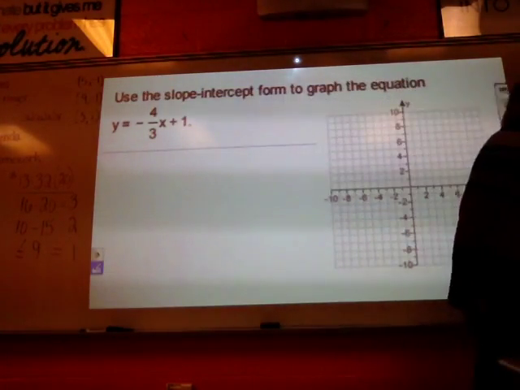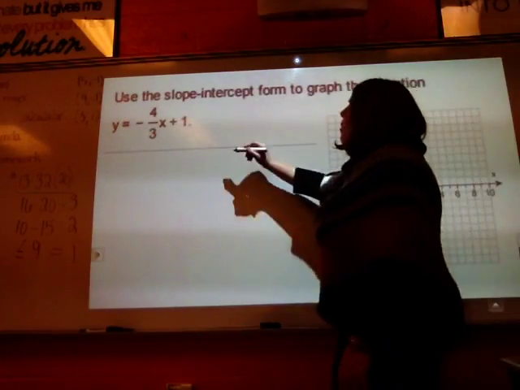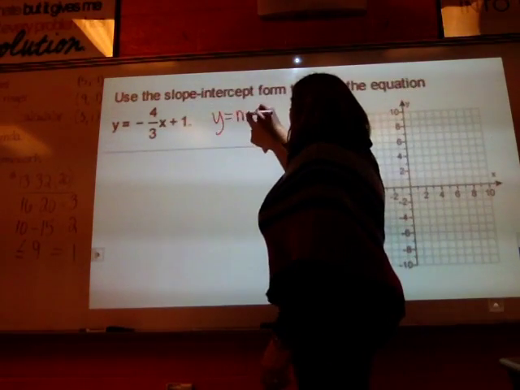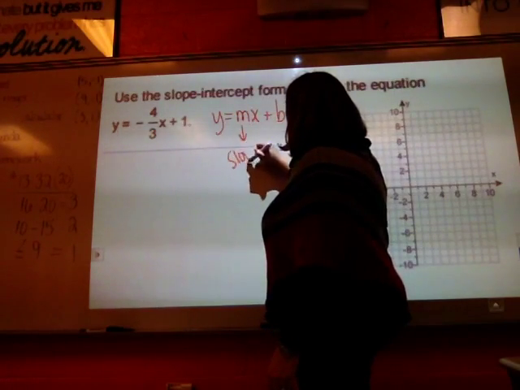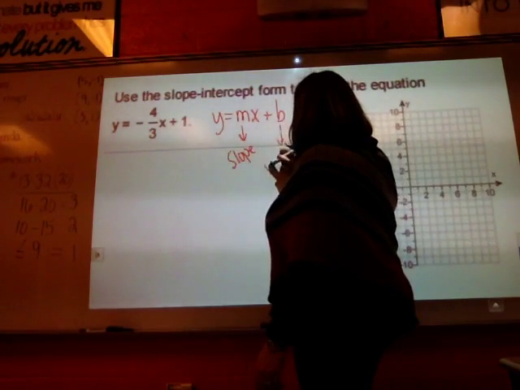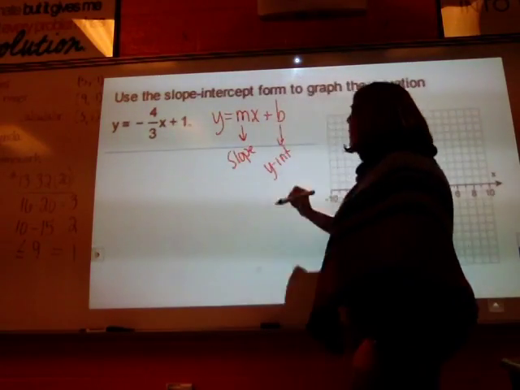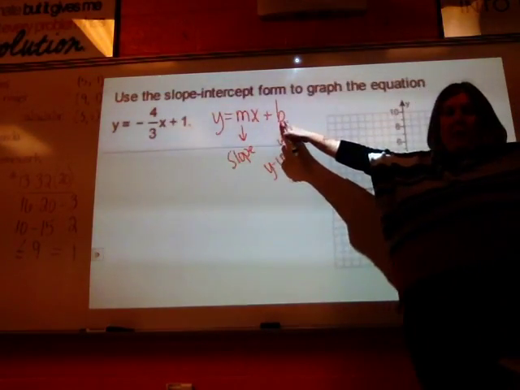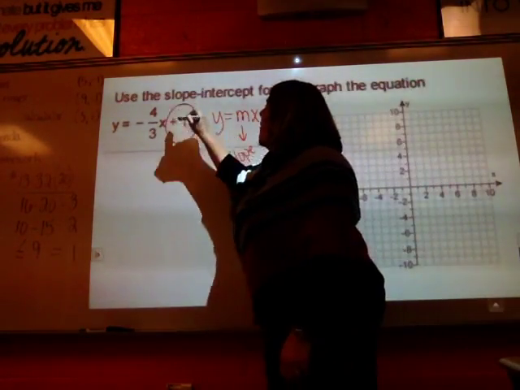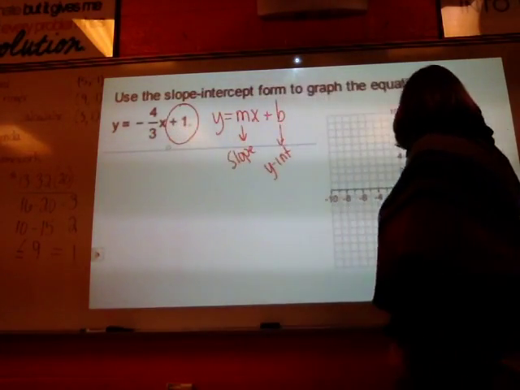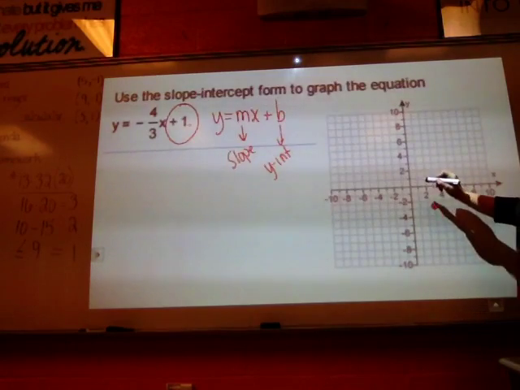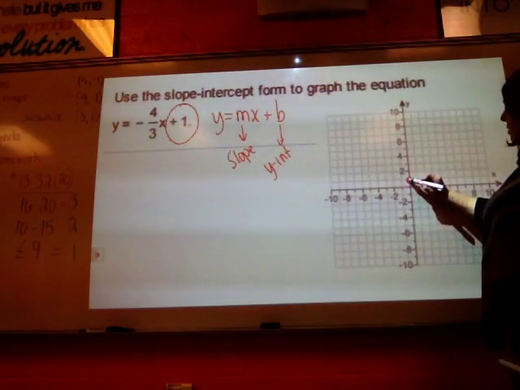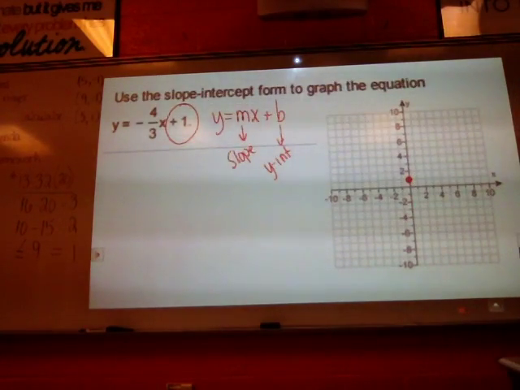Remember, slope-intercept form is y equals mx plus b, where m is our slope and b is our y-intercept. So if I get ready to graph, I start at my y-intercept. So I'm going to start my graph at where y is positive 1. So that means I'm going to come over here, where y is positive 1, which is here, and that's where I'm going to start my point.